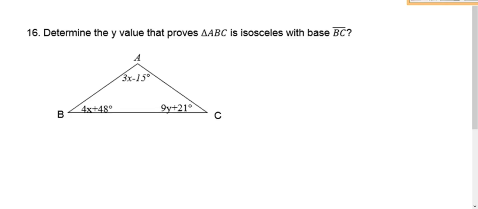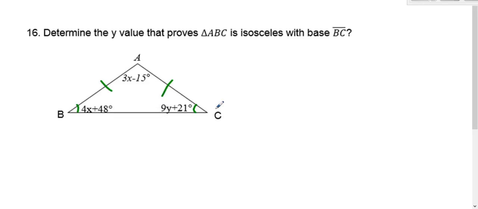Determine the value of y that proves the triangle is isosceles with base BC. So if it's isosceles with base BC, that means these two sides are congruent. Also, these two angles will be congruent. The isosceles triangle theorem says base angles are congruent. We also know that the three angles add to be 180 degrees. So we're going to take that first.